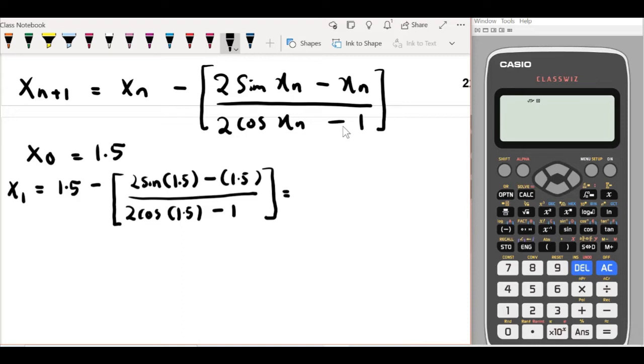First, be careful because this is a trigo function, which means that for your mode, you must choose radian. So I choose shift, menu, setup, number 2 for angle unit, and then number 2 for radian. So we have R here, which means it is in radian mode.